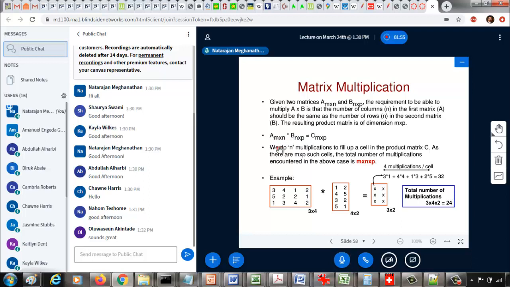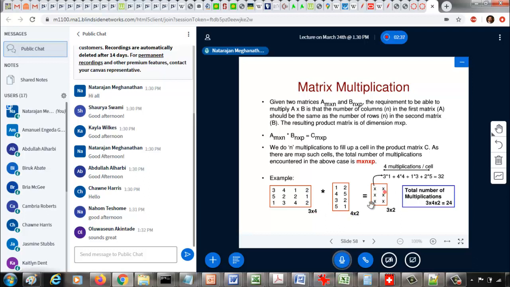If you want to multiply two matrices, say A is an m row, n column matrix and B is an n row, p column matrix, the rule is that the number of columns in the first matrix should match the number of rows in the second matrix. Like here you have a 3 by 4 matrix and a 4 by 2 matrix. The columns of the first match the rows of the second, so then only can you multiply two matrices.